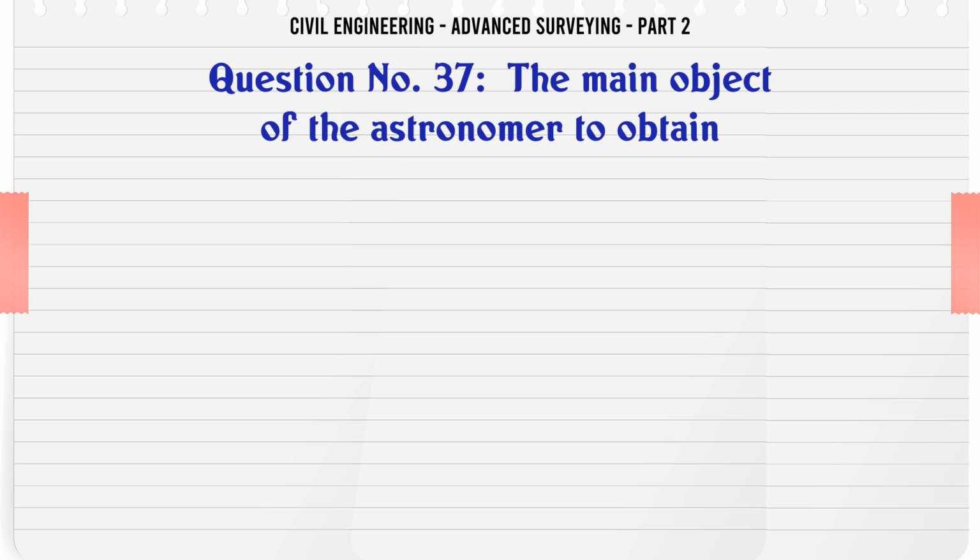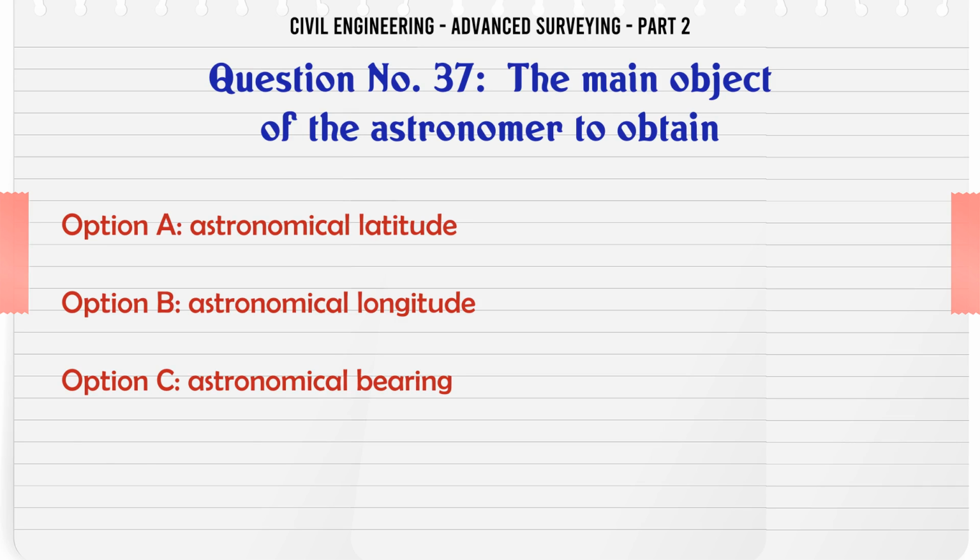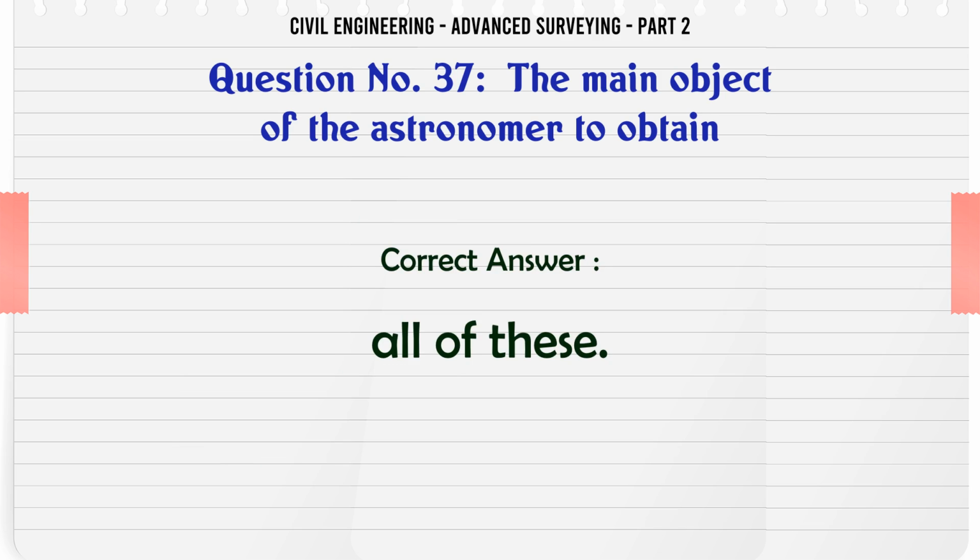The main object of the astronomer is to obtain A. astronomical latitude, B. astronomical longitude, C. astronomical bearing, D. all of these. The correct answer is all of these.